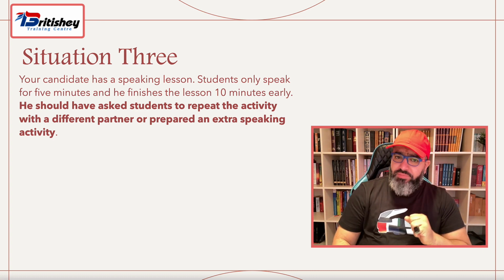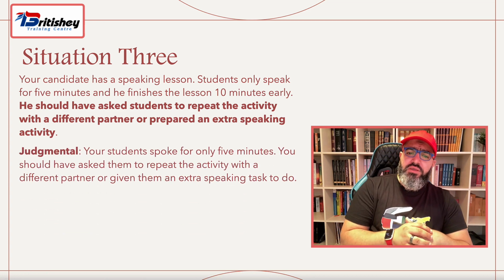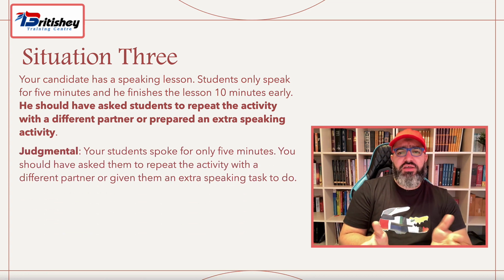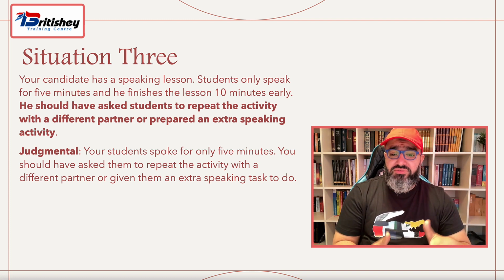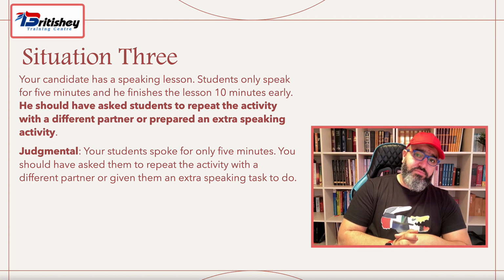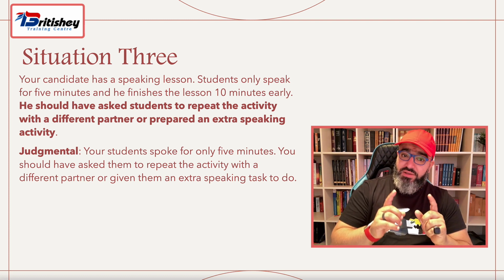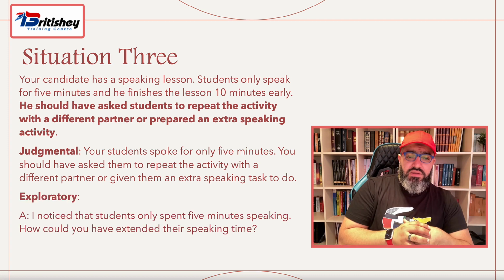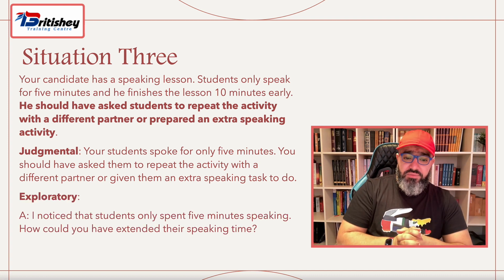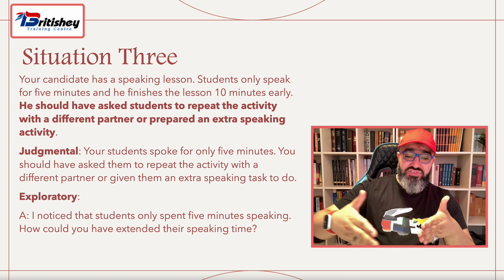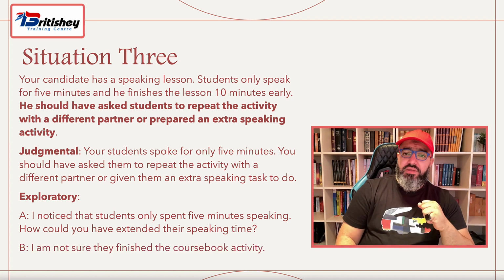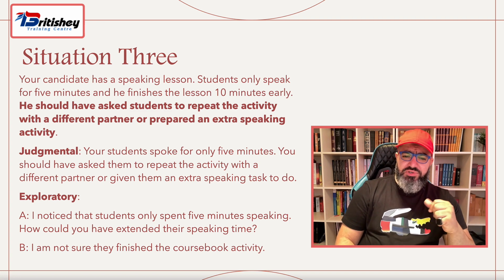Now, judgmental feedback would sound like this. Your students spoke for only 5 minutes. You should have asked them to repeat the activity with a different partner or given them an extra speaking task to do. But exploratory language would sound this way. I noticed that students only spent 5 minutes speaking. How could you have extended their speaking time? And then B might say, I'm not sure.